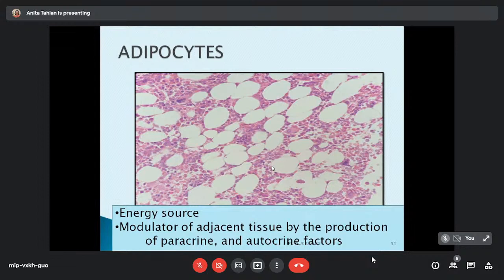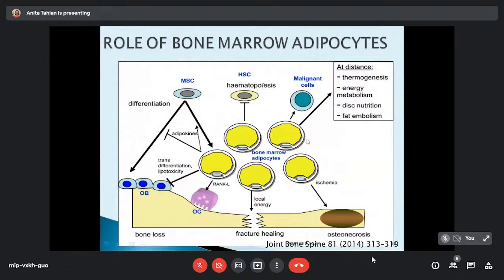They are major sources of energy, and they are also modulators. They can provide local energy. They can also influence the osteoclasts and the osteoblasts. They secrete adipokines and leptins and influence the mesenchymal differentiation cells, and they are also implicated in malignant cells. We have seen earlier that whenever we give steroids, there is osteonecrosis, especially of the femoral neck. So when these adipocytes undergo ischemia, they might lead to osteonecrosis.